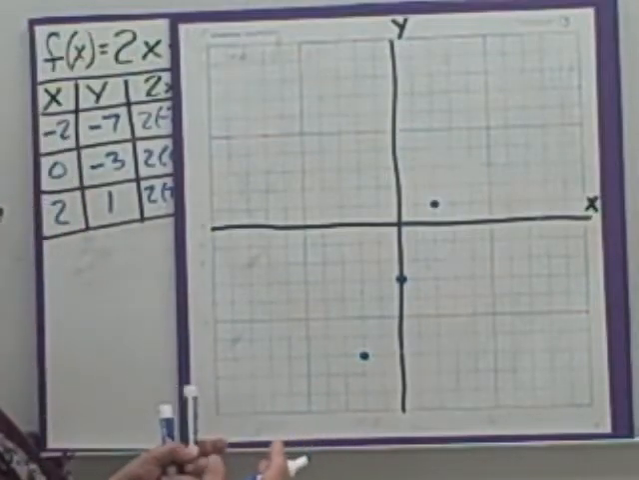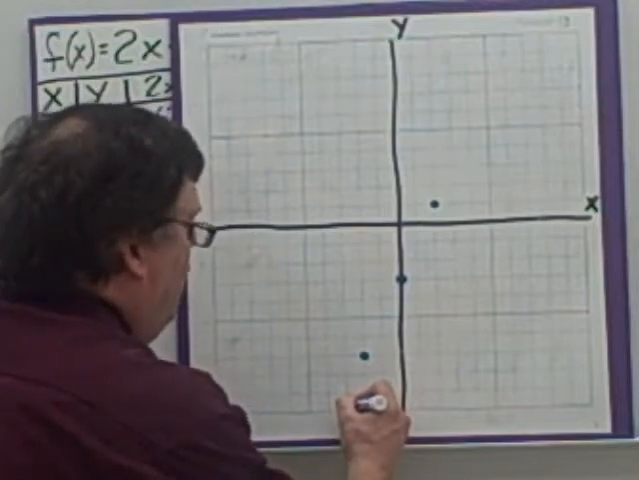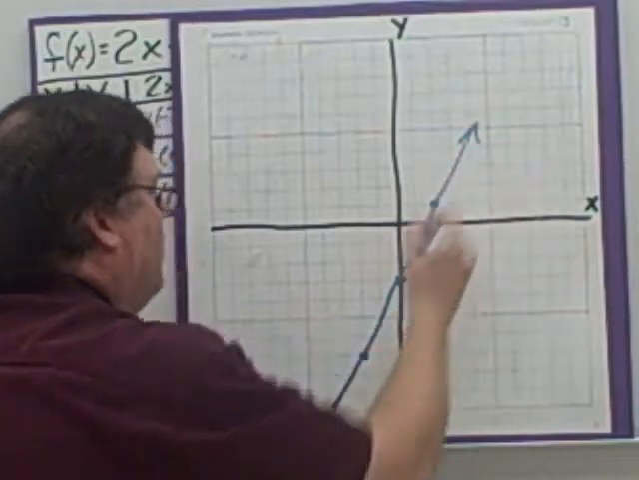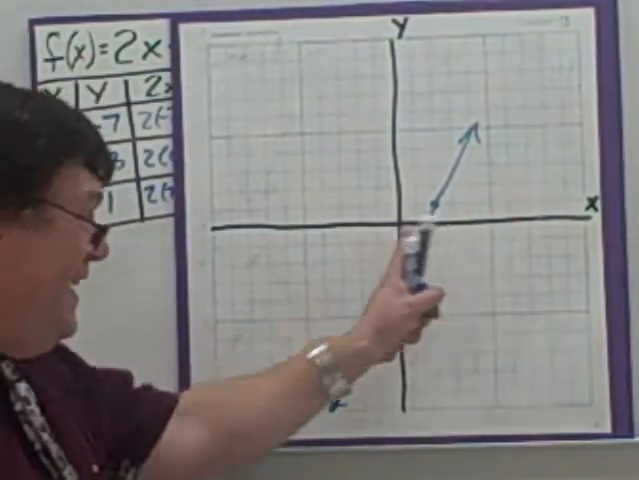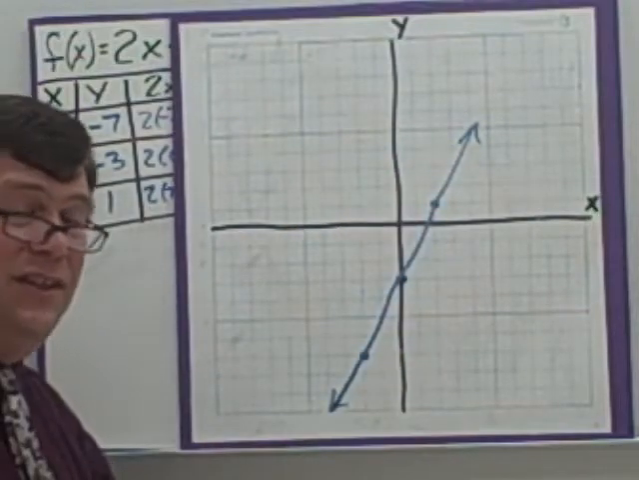Now, here's where you should have a ruler and slap down the ruler and draw the line through those points with a ruler, putting arrowheads on both ends, because the function doesn't end at these points. It does continue in both directions.